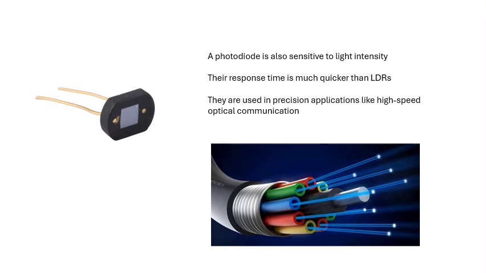Okay, and then you need a device which has a very, very quick response time that can, like a diode, turn on and off very, very quickly, thousands of times a second. An LDR wouldn't be able to do that, so you have a thing called a photodiode, which does it. Much more expensive, obviously, but a precision device, precision applications like high-speed optical communication. They use photodiodes.